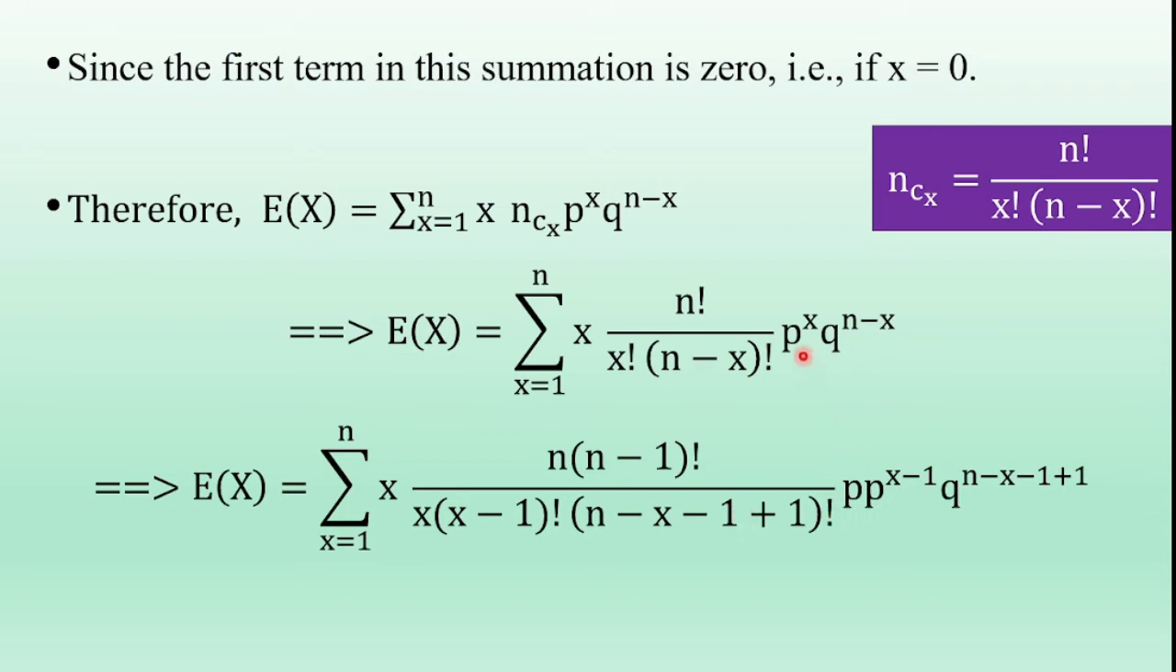Here, adding and subtracting 1, p power x is written as p into p power x into p power minus 1. So p into p power minus 1 is p power 0, and p power 0 is 1. So p power x is written as p into p power x minus 1. And in the q power term, by adding and subtracting 1, we have q power n minus x minus 1 plus 1. Now the x in the numerator and denominator cancels.